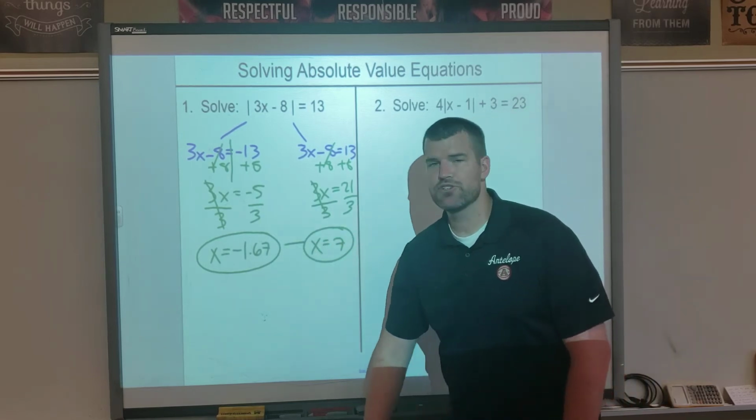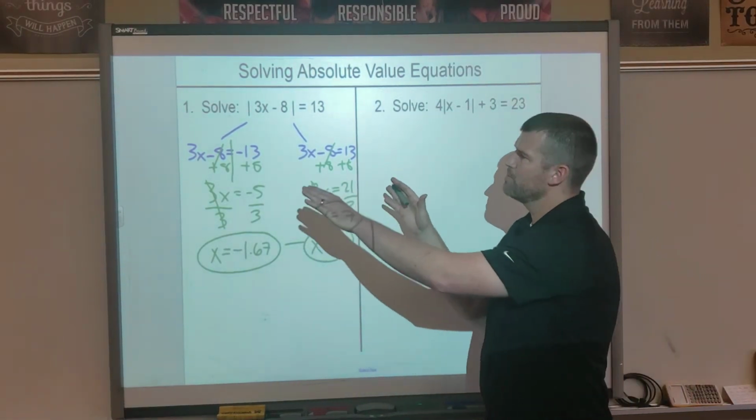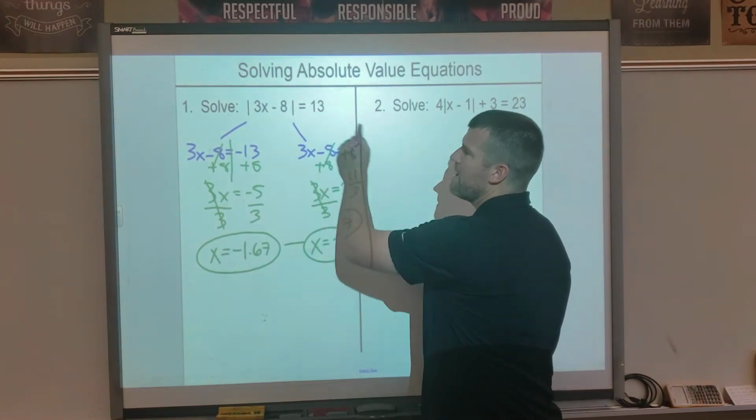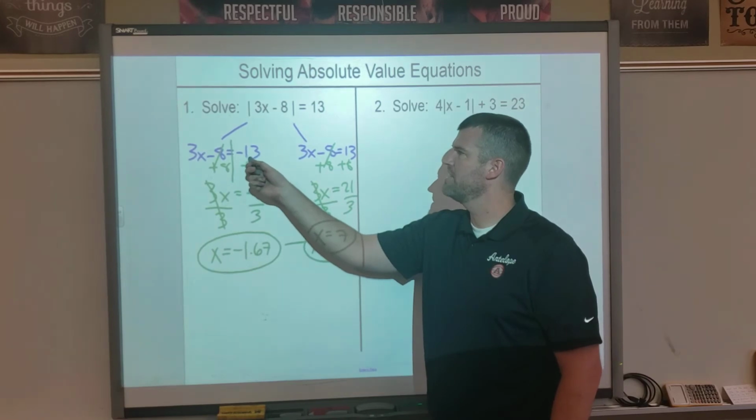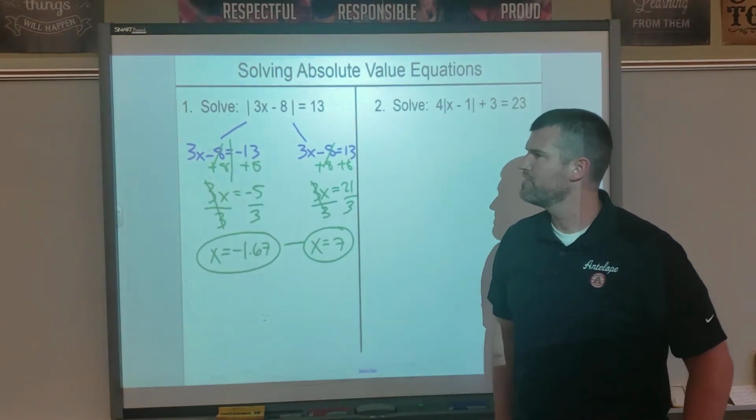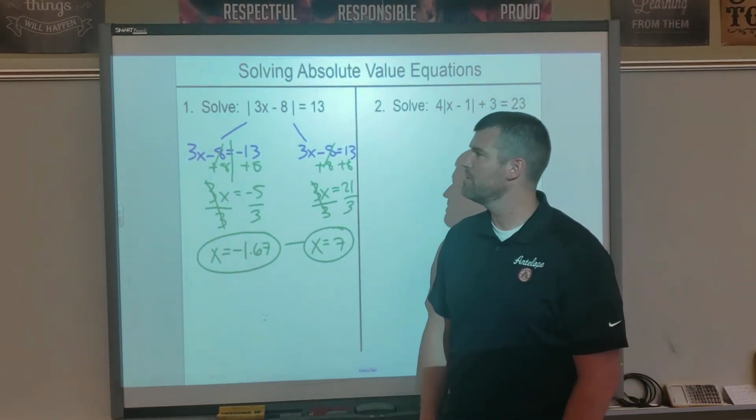So again, make sure the bars are alone. Set up your two problems. We want our absolute value to be 13. So the two numbers that have a distance of 13 are negative 13 and positive 13, which is why we set our equations equal to those.